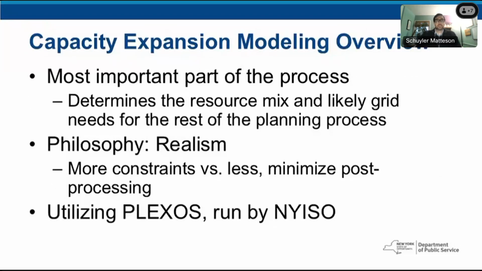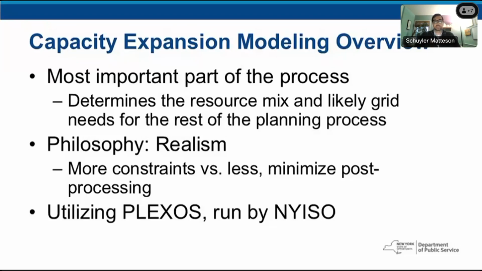So in our capacity expansion modeling, we've definitely looked at this as the most important part of the process. It is really what determines the generation and resource mix and the likely grid needs. The capacity expansion model that we've designed is not really showing the specific grid needs or the problems on the grid. It's not showing us congestion.